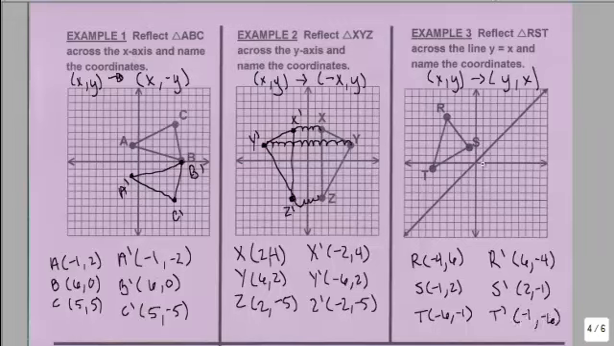And then plot it. 1, 2, 3, 4, 5, 6. 1, 2, 3, 4. That is r prime. 1, 2, and negative 1. That is s prime. And t is at negative 1, 1, 2, 3, 4, 5. And we are officially done with reflections and symmetry.